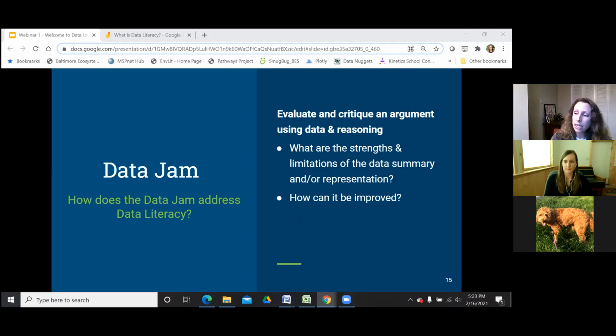The third one is evaluate and critique an argument using data and reasoning. So claims, evidence, reasoning, there's a big push for students to be able to support a claim with evidence and with reasoning, and the Data Jam really supports those efforts. So students are able to identify strengths and limitations of their data or of their representation of the data, and also think about how their representation could be improved.